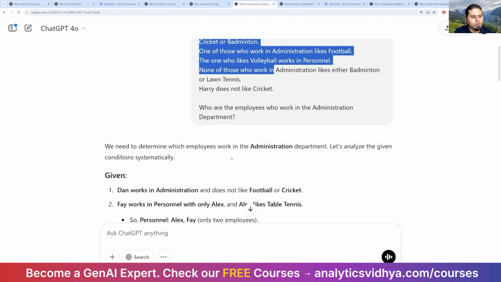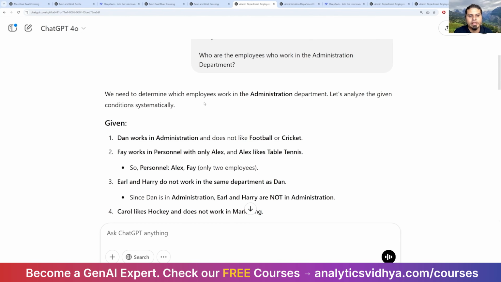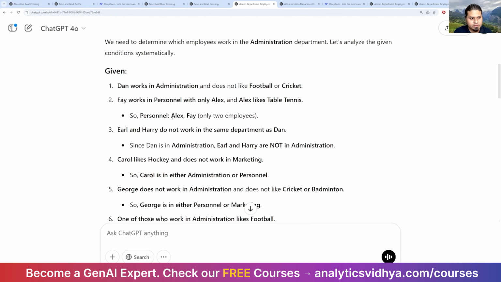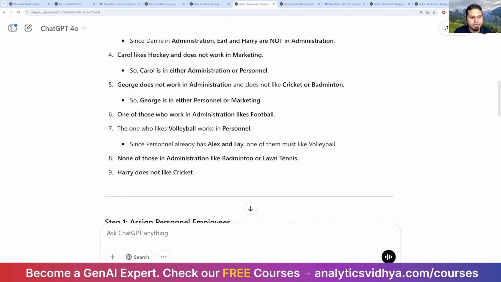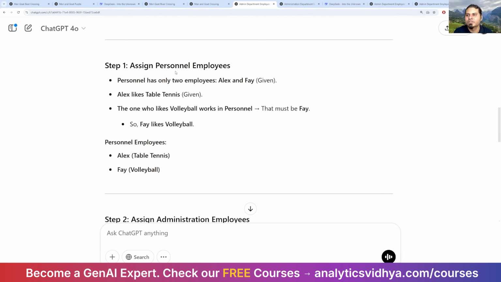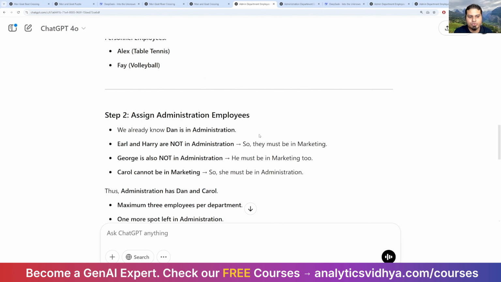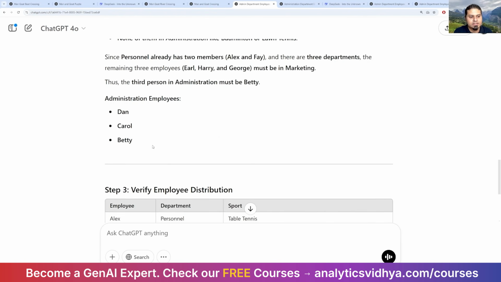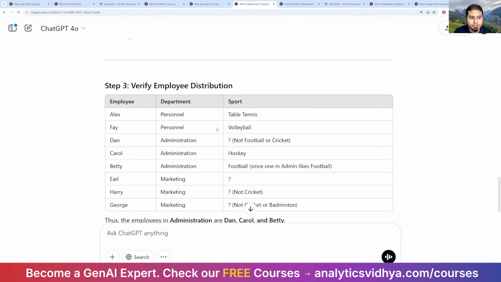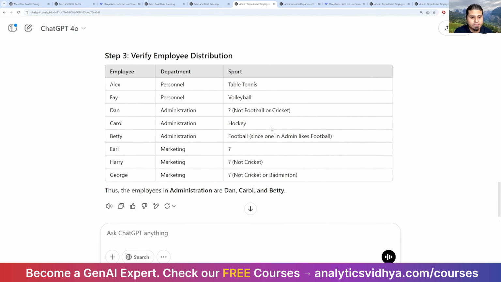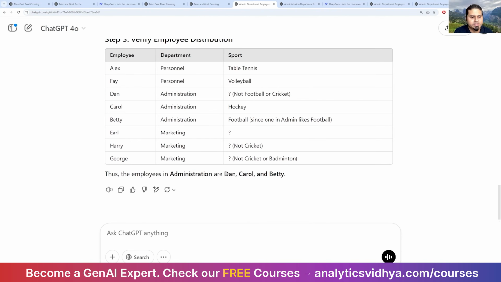So GPT-4o starts looking at the clues which have been given, and then it starts breaking things down by assigning personnel employees, administration employees, and it then verifies the employee distribution in terms of the department and the sport based on the clues given and tells us that the administration folks are Dan, Carol, and Betty. And it is actually correct. It does a pretty good job. It does take a few seconds, but it does a pretty good job here.